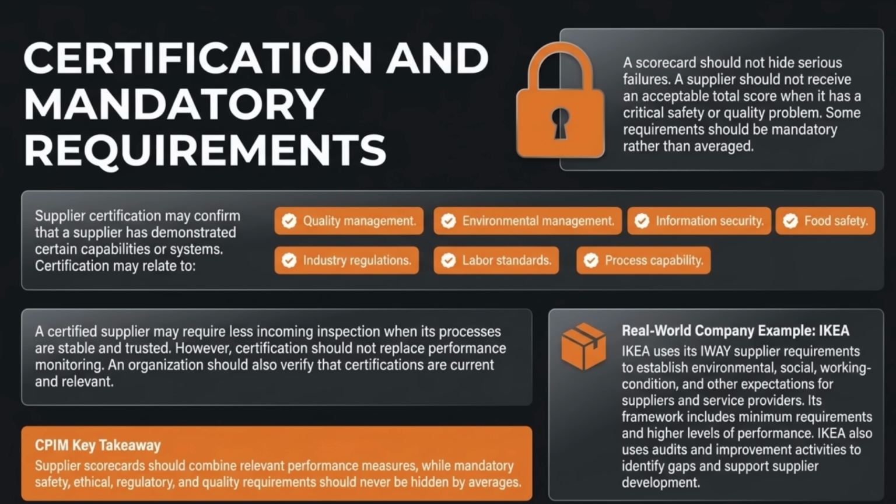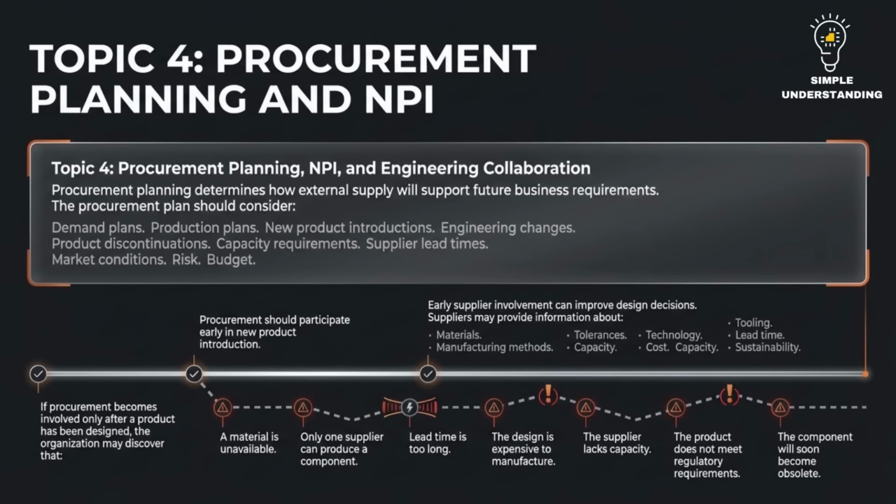CPIM Key Takeaway. Supplier scorecards should combine relevant performance measures, while mandatory safety, ethical, regulatory, and quality requirements should never be hidden by averages. Topic 4. Procurement Planning, NPI, and Engineering Collaboration.